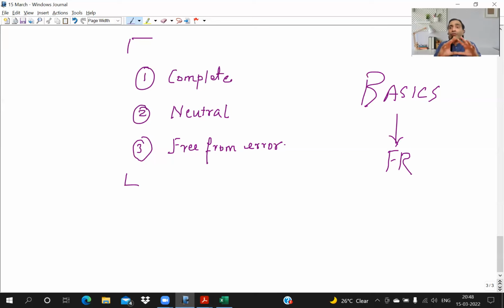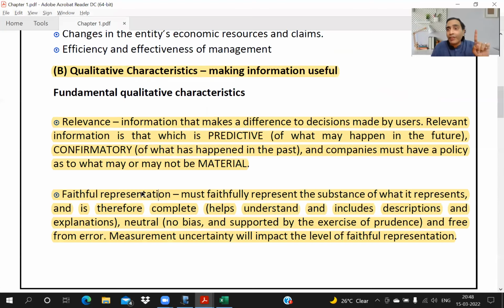Okay, the framework. So your financial statements have to be complete. Only then I can say that they are faithful. They should be neutral and they should be free from error. Now, what do you mean by complete? What do you mean by complete? Can I get some examples from you? Your financial statements need to be complete.